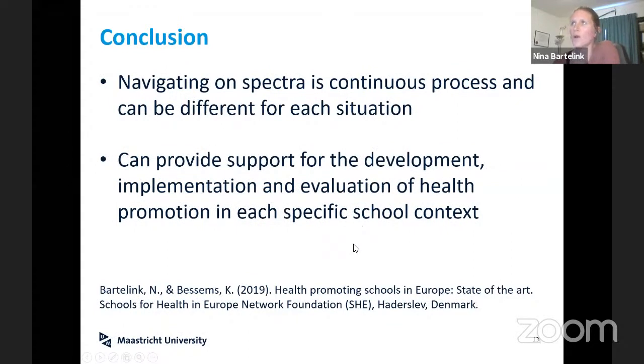And I hope, or we hope, that these spectra can provide you some insight into the variety of choices, and some support for the development, implementation, and evaluation of health promotion in each specific school context. You can also see the reference here. If you want to read more about it, we wrote a fact sheet. The fifth fact sheet focuses on this. And for each spectrum, we also have an example to illustrate what we are talking about.